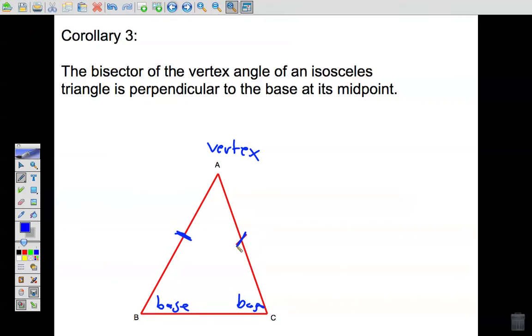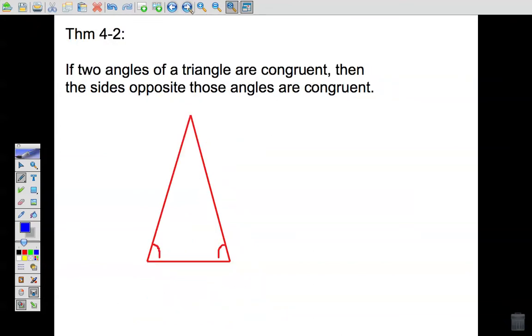So in other words, if I draw a line and it bisects the vertex angle, and I draw it to the midpoint, and it's perpendicular, it has to hit that base side at its midpoint. So the bisector of a vertex angle of an isosceles triangle has to be perpendicular to the base at its midpoint. If I drop that line and it hits the midpoint and it's bisecting this vertex angle, it has to be perpendicular to that base side. And this we'll cover a little more in depth as we go along.